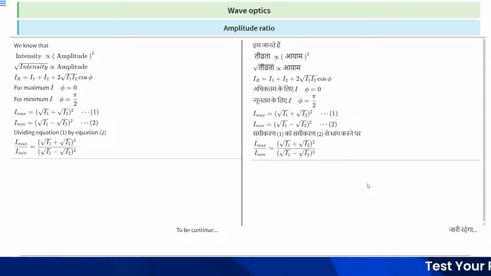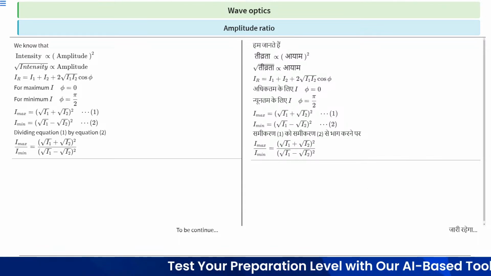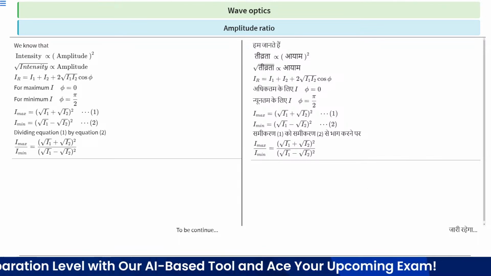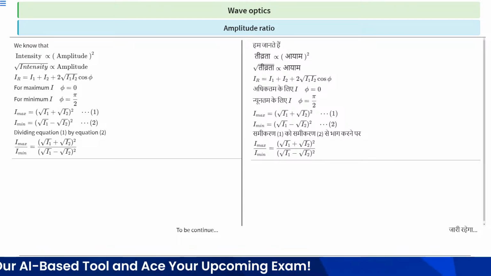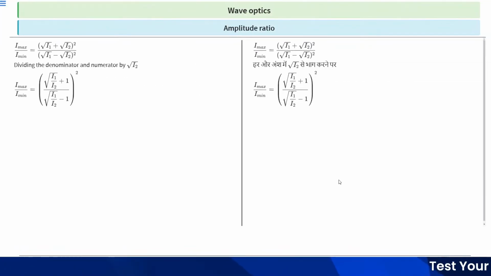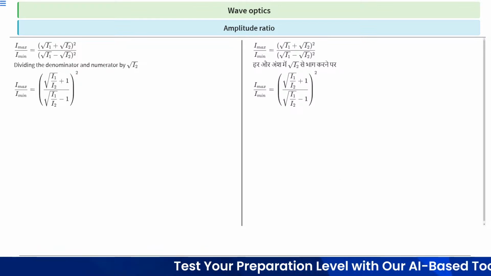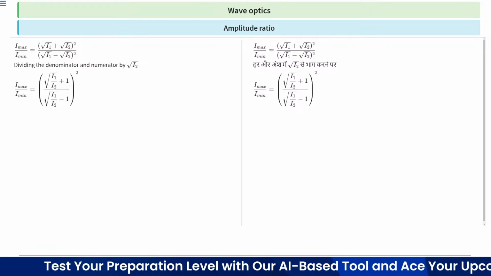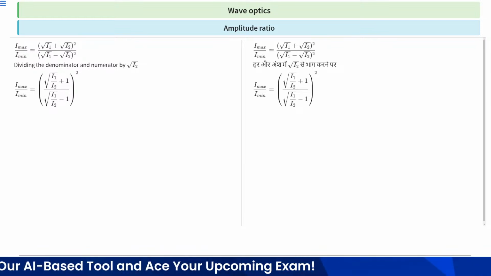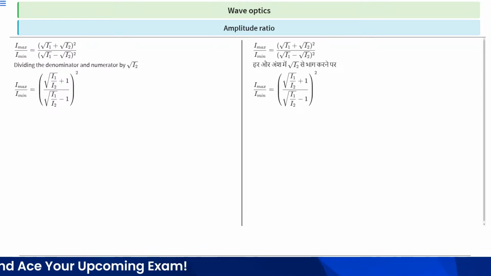Dividing equation 1 by equation 2, I max divided by I minimum is equal to under root I1 plus under root I2 whole square, divided by under root I1 minus under root I2 whole square. This is the expression for the maximum intensity in the numerator and the minimum intensity in the denominator.